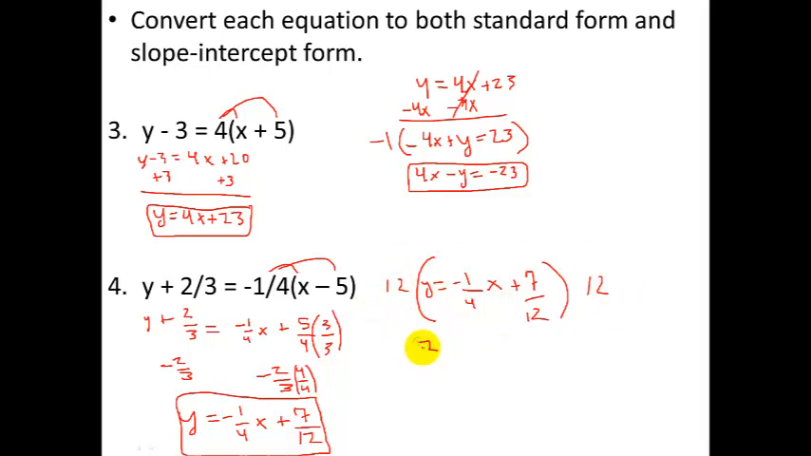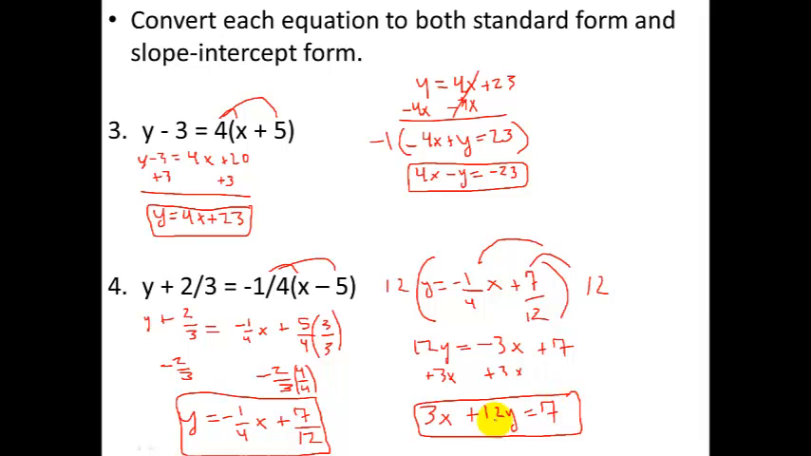So 12 on y on this side. If I distribute this in, negative 1/4 times 12 is negative 3x. This 12 and this 12 reduce, and I just have a 7 right here. Okay, now I need to move the x's over, so plus 3x, plus 3x. So I have 3x plus 12y equals 7. And I've got x and y on the correct side. I've got first term positive, and I've got all integers. So these equations in point-slope form, as you can see, the point was 5 comma negative 2/3.